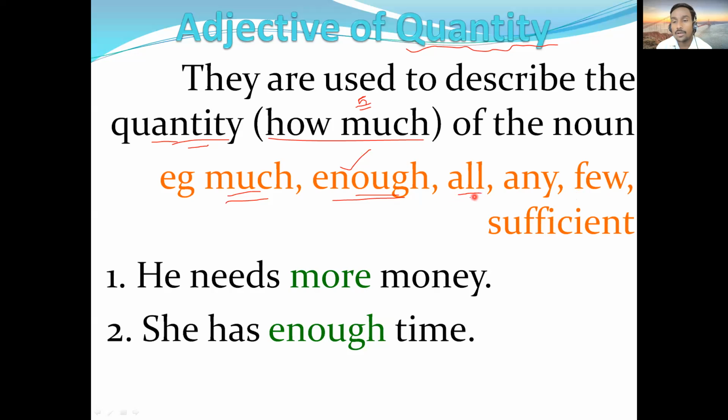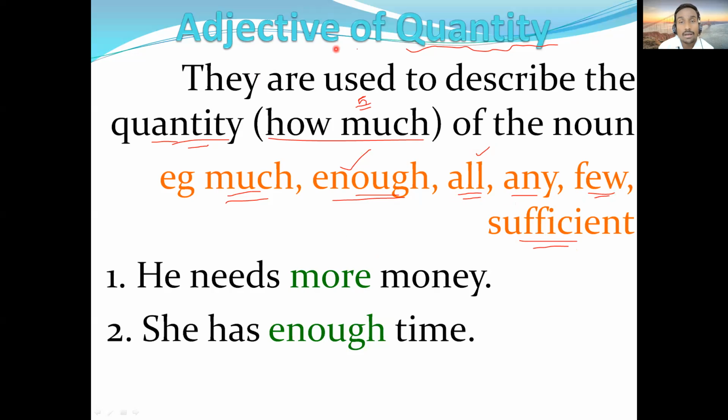Then we have all. So we can say all students, all people, all boys, all girls. They are talking about nouns. Then next is any. You can say anytime, any student, anybody, any person, any boy, any girl. Same with few boys, few students, few girls, few people, few teachers. Sufficient time, sufficient amount, sufficient rest, sufficient work; there are a number of things you can think of.